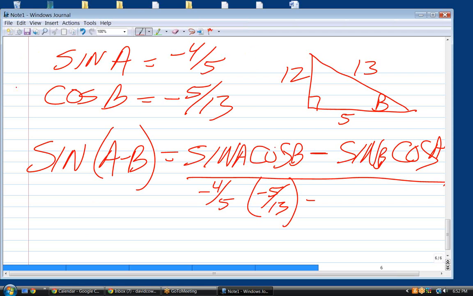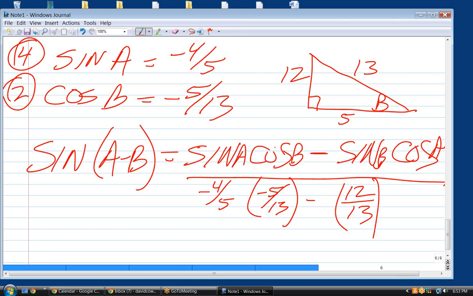For angle B, and then for angle A, it's between 3 pi over 2 and 2 pi. So there's the quadrants. If B is in the second quadrant, then the sine of B is going to be positive, positive 12/13. They're telling us that B is in the second quadrant. That's why its cosine is negative, and therefore the sine of B has to be positive if B is in the second quadrant.